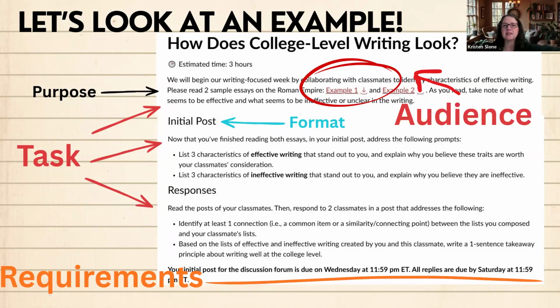Requirements can also be seen as "list 3 characteristics of this, 3 characteristics of that," et cetera. But I'm kind of separating those two for you, okay? I'm saying that "list 3 of this and 3 of that" is more of the task. The requirement is that your initial post needs to be turned in by this date, and your response by this date.